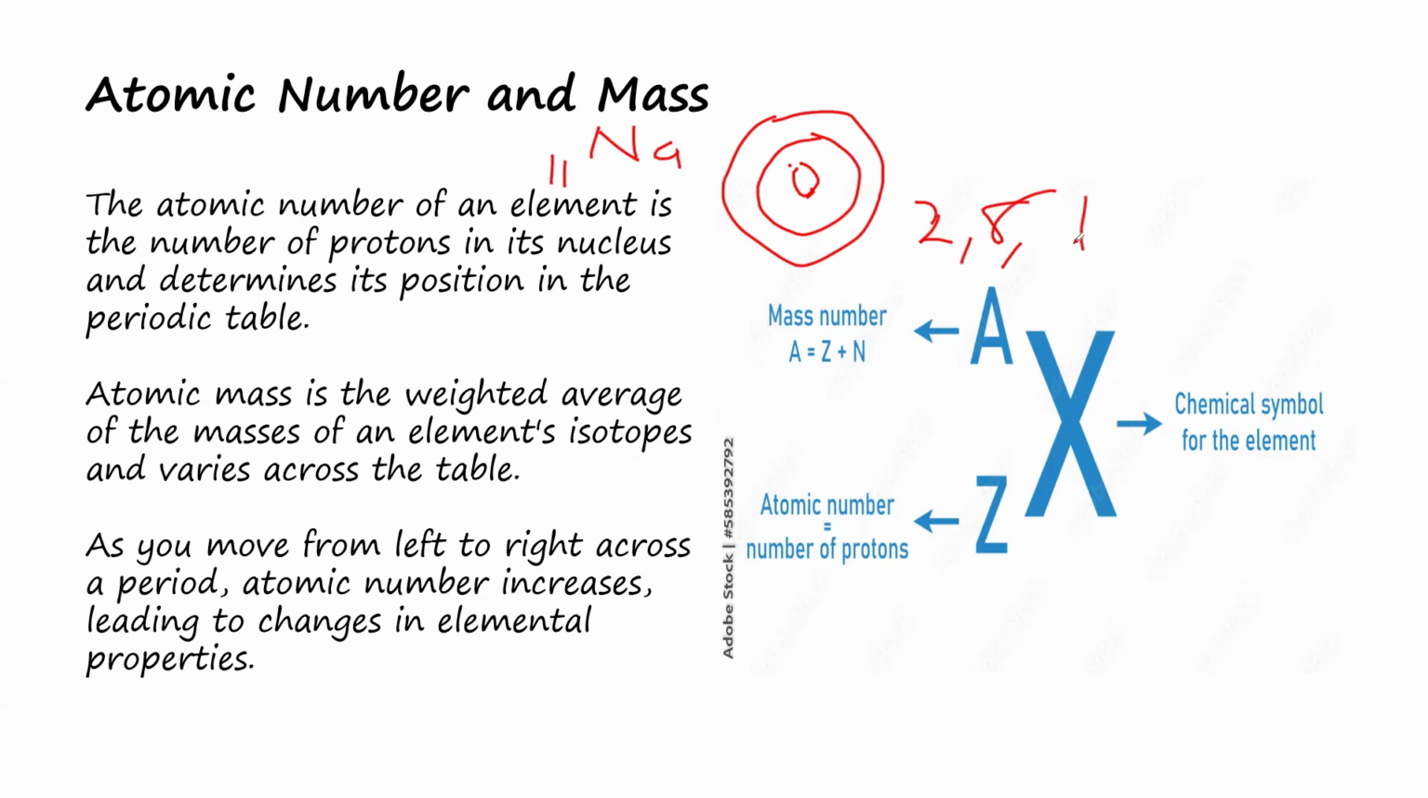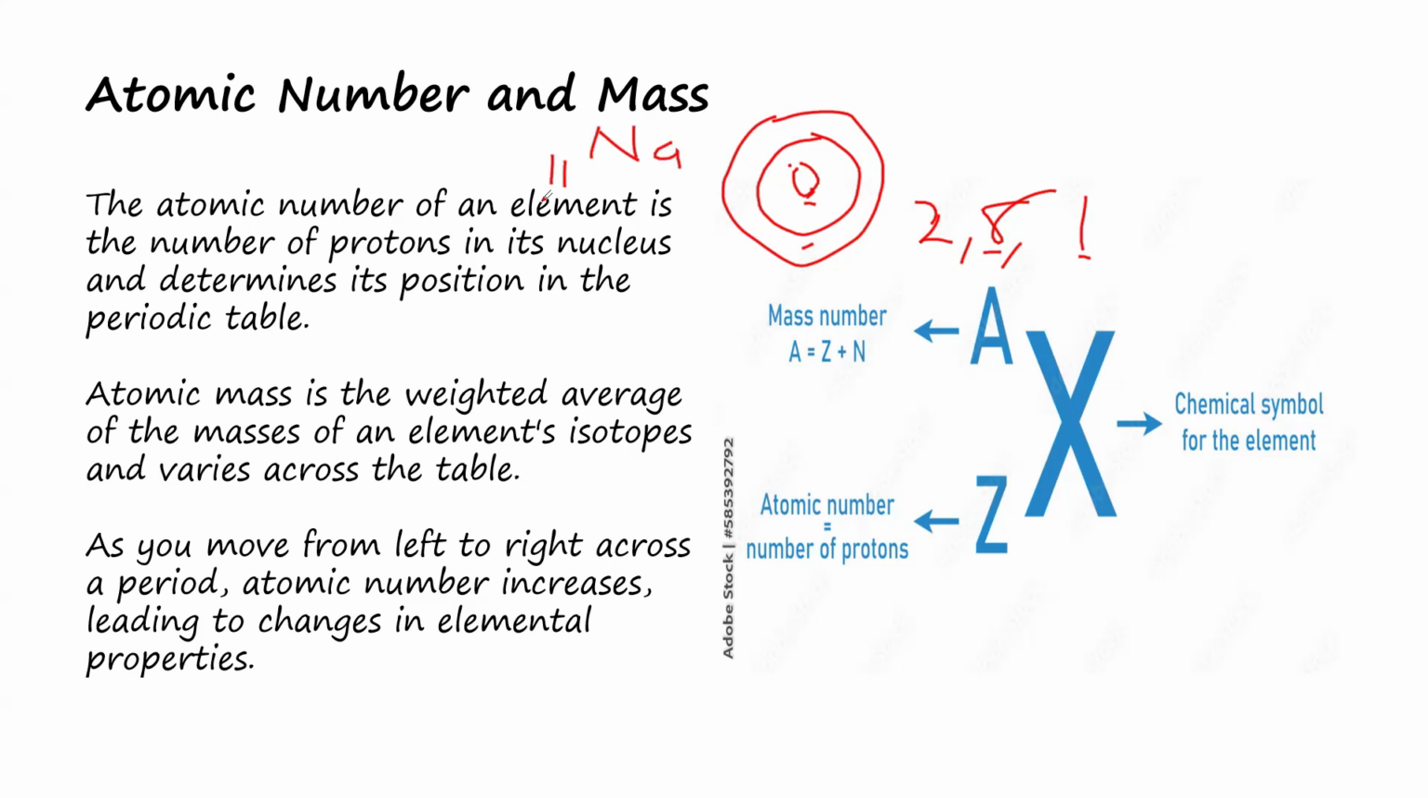So you see, the first one contains 2. The second one contains 8. Then the last one contains 1. So you see, if we now say 2 plus 8, it will give us 10, and plus 1, it is going to give us 11. So that is actually the reflection of the atomic number of sodium here.